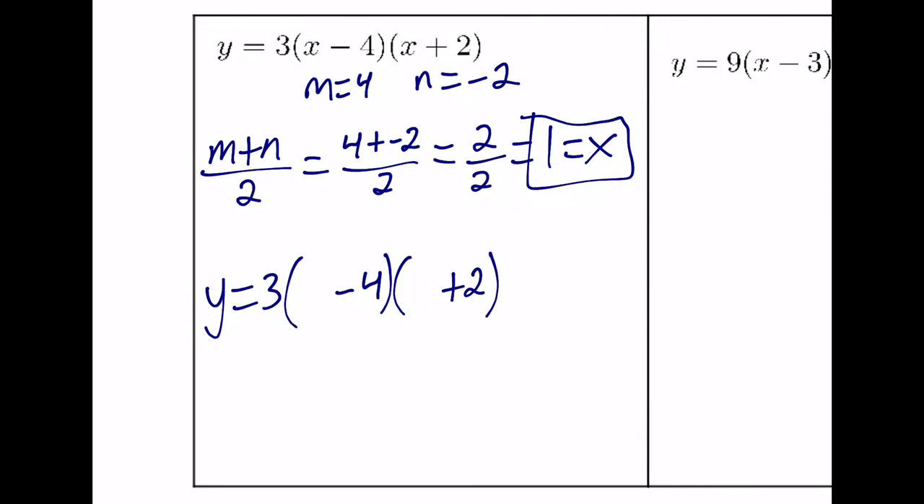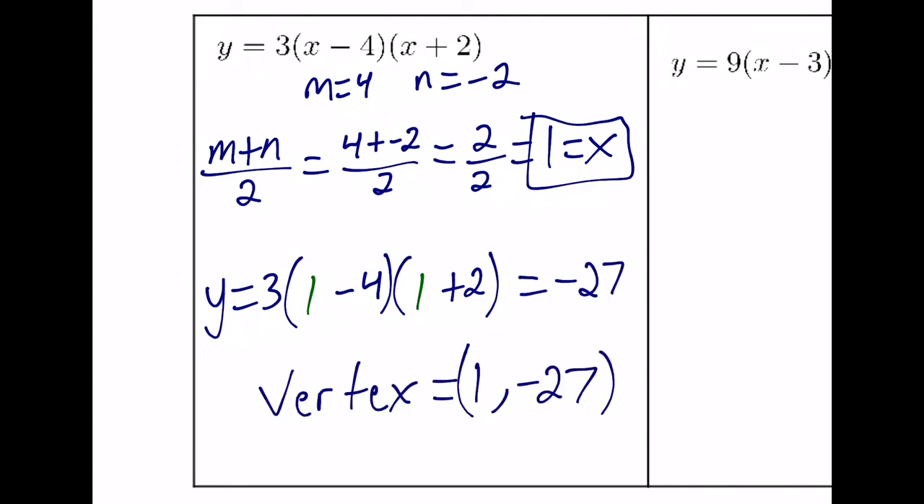We take our original equation, and wherever there was an x, we replace it with a 1. If we put this in the calculator exactly like this, we can find our answer, or you can use the order of operations. Either way, you'll get -27. So your vertex is 1, -27.